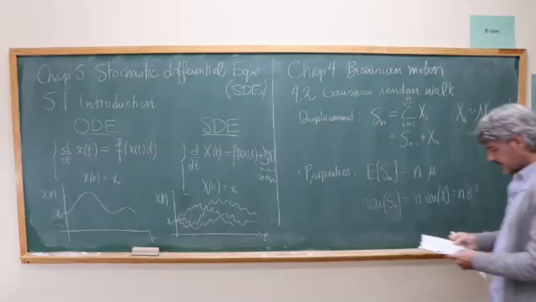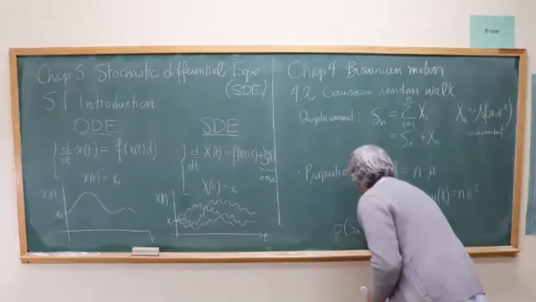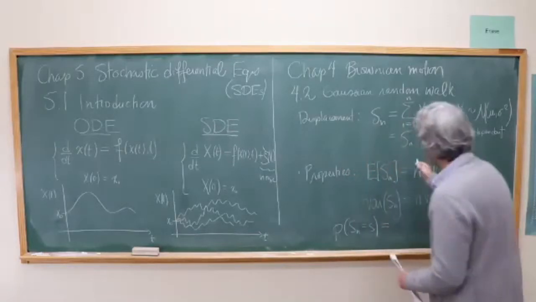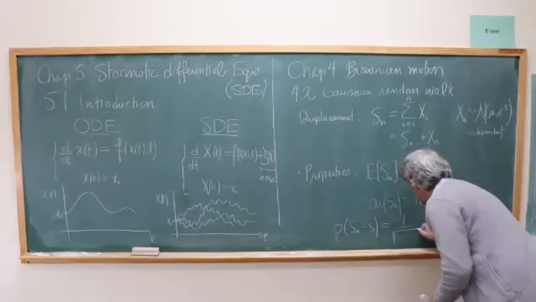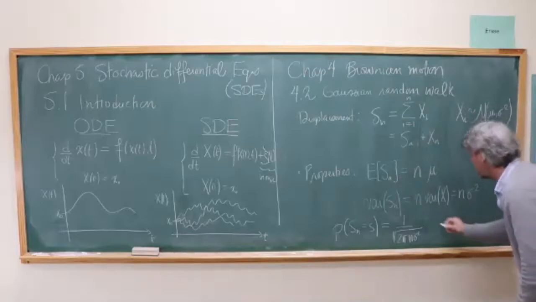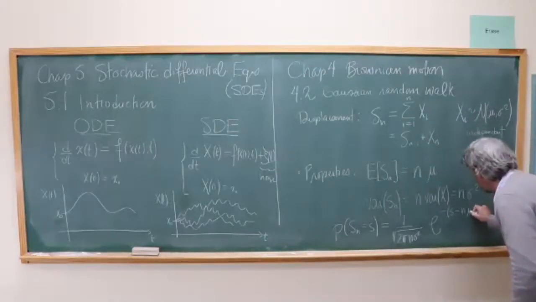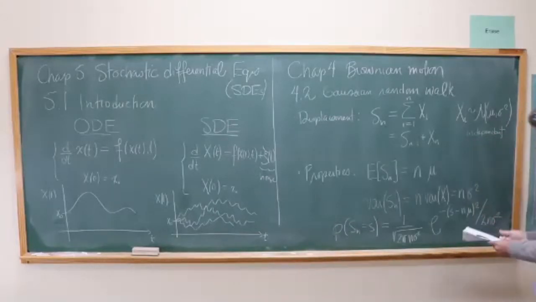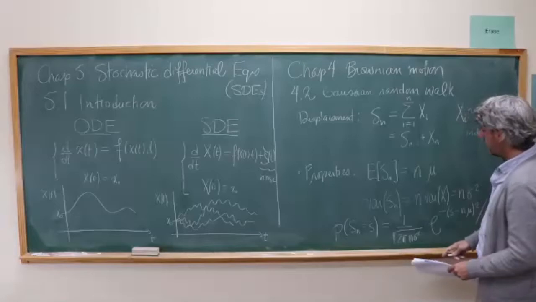Again, as I said, the density of the displacement is a Gaussian. So if I know the mean and the variance, I can write it down directly. It's 1 over the square root of 2 pi n sigma squared, that's the total variance, and I have the exponential of minus (s minus n mu) squared over 2 n sigma squared. So this is the PDF, the probability density of the displacement of the Gaussian random walk.